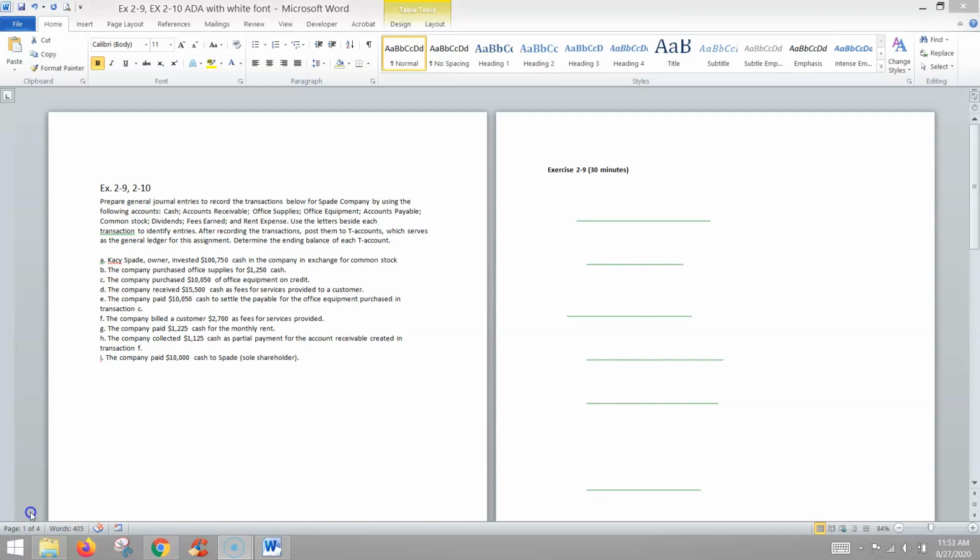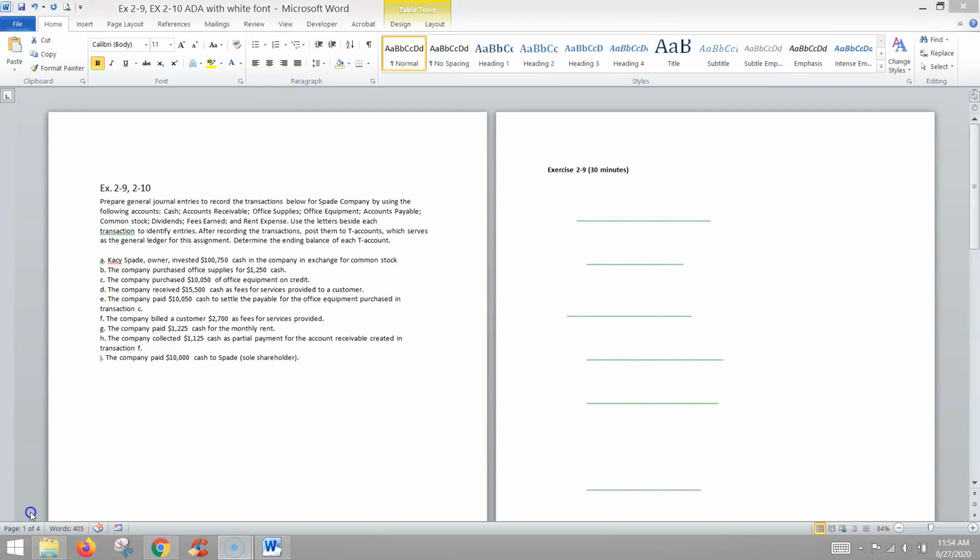So we're going to do the journal entries first. Then we're going to post them to the T accounts, which represents the general ledger. And then at the end, we're going to determine the ending balance of each account. So the first business transaction, Casey Spade, owner, invested $100,750 cash in the company in exchange for common stock.